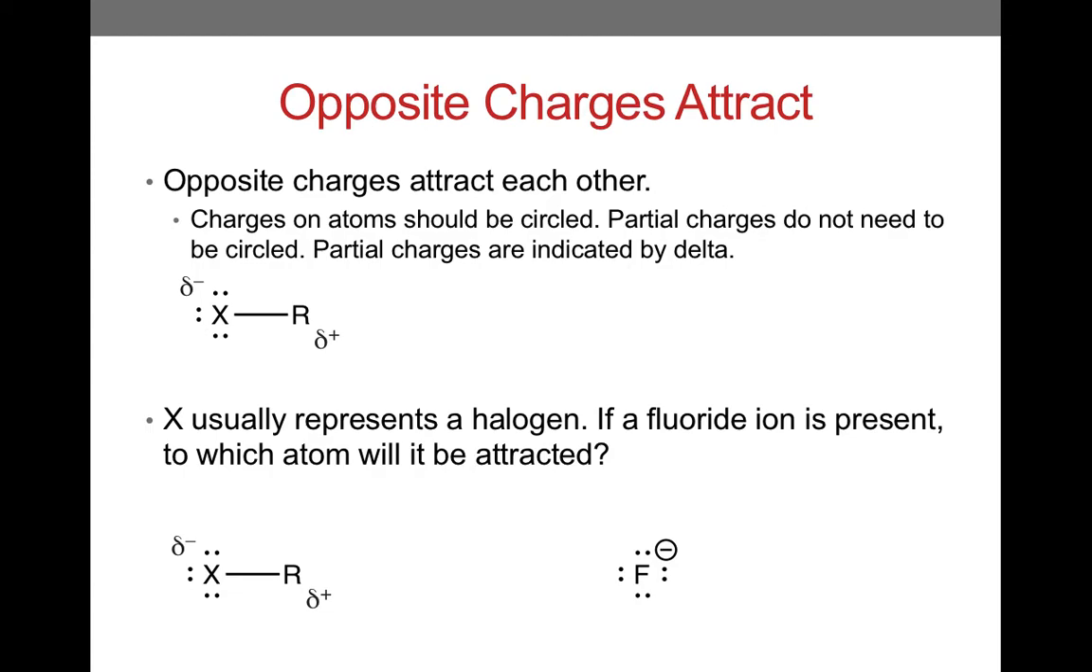So, if X usually represents a halogen, if a fluoride ion is present, to which atom will it be attracted? It will be attracted to the positive charge, so it will be attracted to atom R.